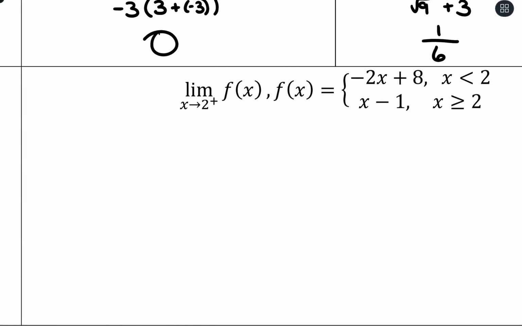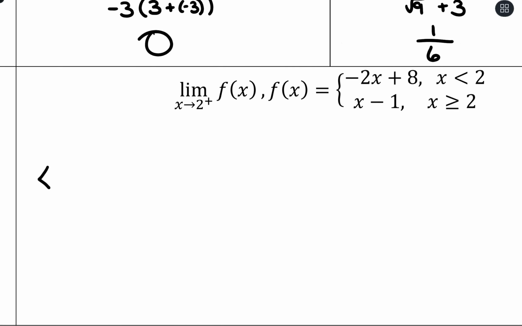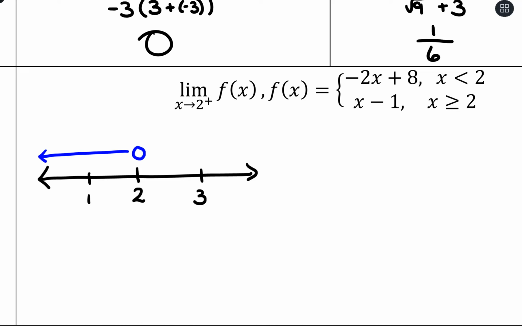And something I like to do in terms of a visual here is you could think of a number line. So 2 is where we're switching functions, and here's 1 and here's 3. So when x is less than 2, so not equal to, but less than, we're using negative 2x plus 8. When x is more than or equal to 2, so when we equal 2 and everything above, we're using x minus 1.